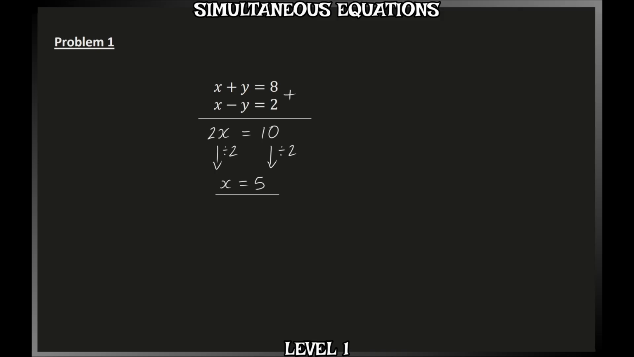We now need to substitute this value of x into one of the two equations that we started with. The first one is a little bit easier to work with because it has a plus in it. So starting with x plus y equals 8, we can replace the x with 5, so 5 plus y equals 8. We can now solve this equation by subtracting the 5 from the left and doing the same on the right. On the left, the 5 and the minus 5 become 0, so we're just left with y, and on the right, 8 minus 5 gives us 3, so y equals 3. And so our final answer to problem 1 is x is equal to 5, y is equal to 3.